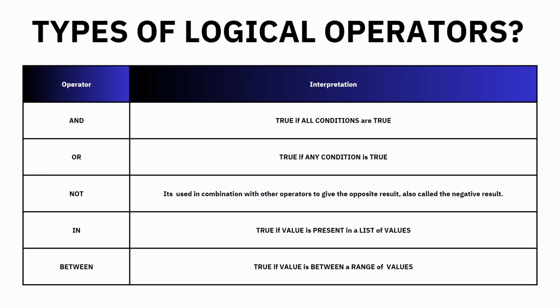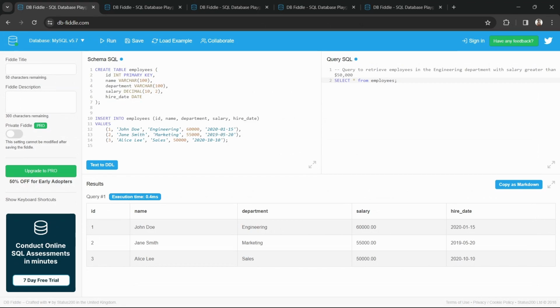Now, let's look at some examples to understand each of the operators better. In this example, we can see a table called employees with the following columns: ID, name, department, salary, and hire date. Now, if you have to query to retrieve the employees which are in the engineering department with salary greater than 50,000. So what are the conditions here? The conditions here are that the department should be engineering and the salary should be greater than 50,000. Since we have both conditions which need to be satisfied, we'll use the AND operator. So let's see how to use that.